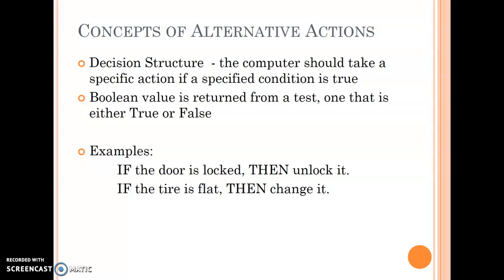So the structure we're talking about is a decision structure, which is the computer should take a specific action if a specified condition is true. We consider this to be a Boolean test, which will result in a Boolean value. And the idea of Boolean is the state of either being true or the state of being false. So under the example, if the door is locked, then unlock it, with the idea that if the door is not locked, then I can't unlock it. Same with if the tire is flat, then change it. Otherwise, if the tire is not flat, I don't need to change it.